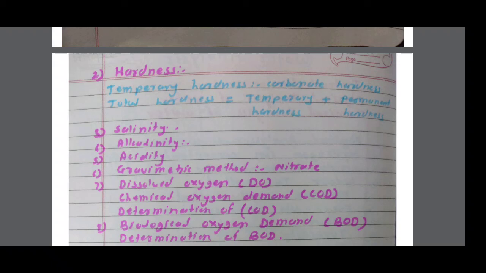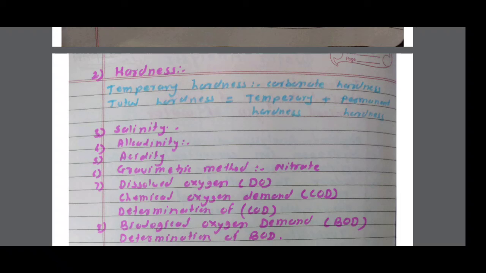It is determined by phenolphthalein. Bicarbonate alkalinity is determined by methyl orange, so it is called methyl orange alkalinity. Methyl orange is the indicator. It can be determined by titrating 50 ml of sample against 0.02 normal H2SO4, that is a sulfuric acid solution, using phenolphthalein as an indicator.